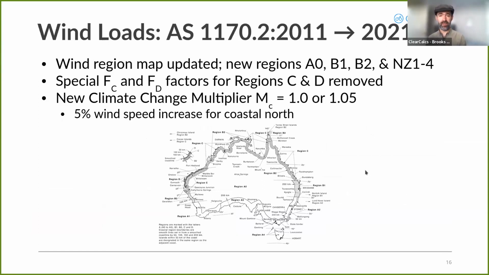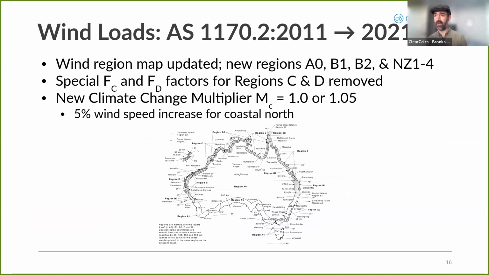Now going on to wind, the wind region map has been updated. Please go and check the wind regions for any of your new projects to make sure that you know the correct region that you're in. There's a new region, A0, which is basically the entire interior of Australia. B1 and B2 have been split into two separate regions, and New Zealand regions have been completely redefined.